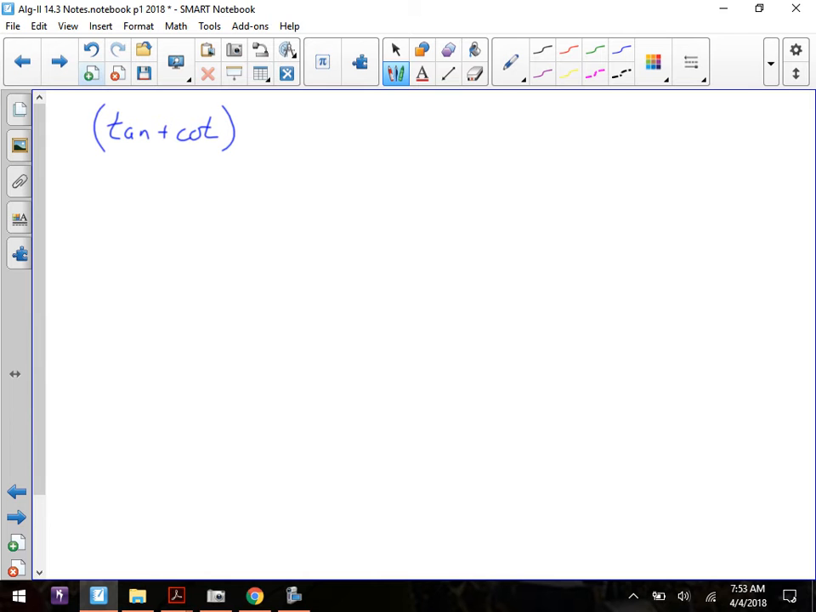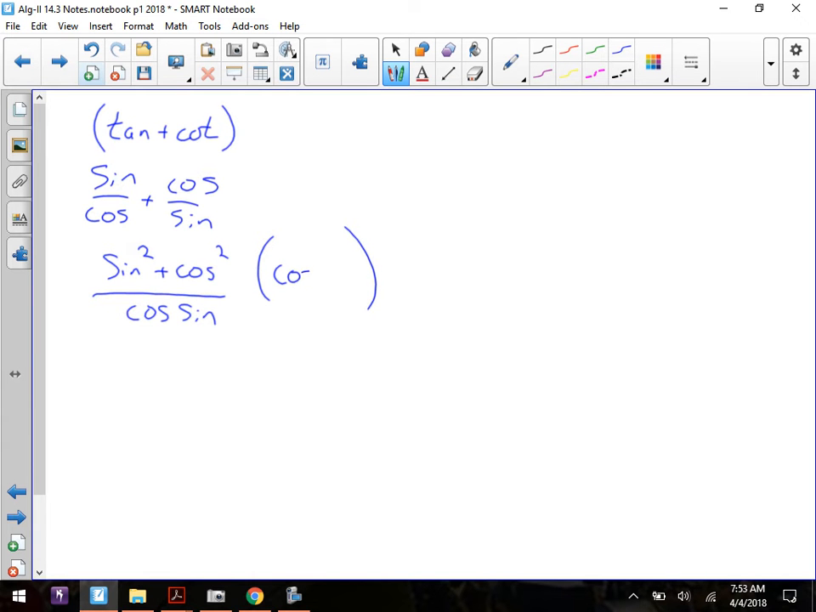I worked with the first part, the tangent cotangent, and I rewrote it as sine over cosine plus cosine over sine. Got the common denominator right there. Yeah, it's a lot easier. And then this is times that cosine plus sine. And now that first numerator becomes 1.